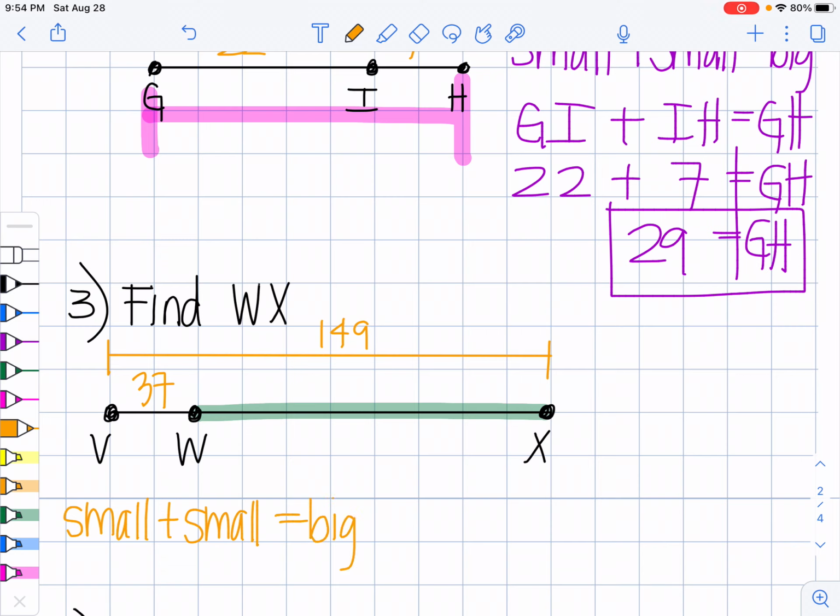Well, VW is my small, so this one is 37. My other small I don't know. I'm going to call it X because it's a mystery to me. And my big one is 149. I'm going to zoom this over here so I have some space to work.